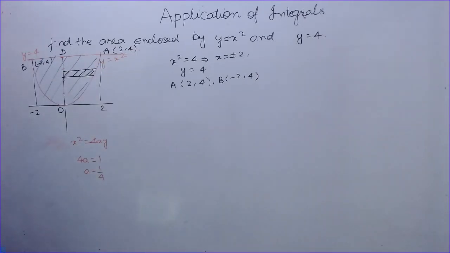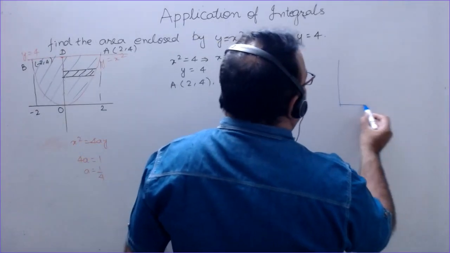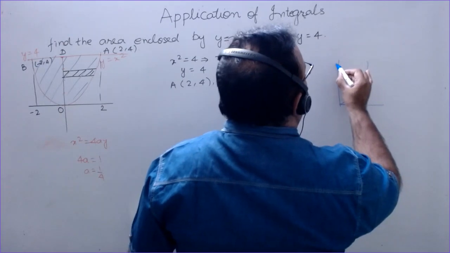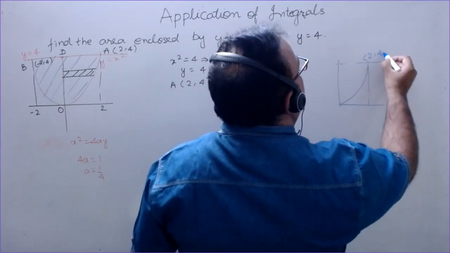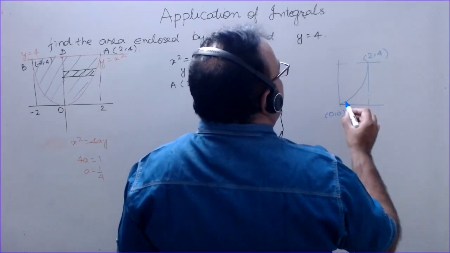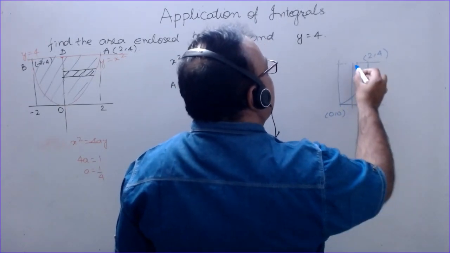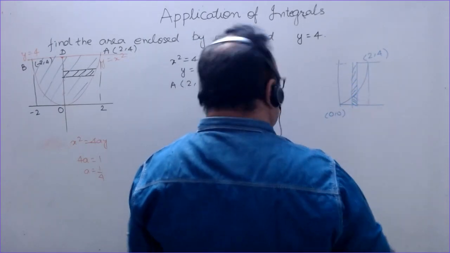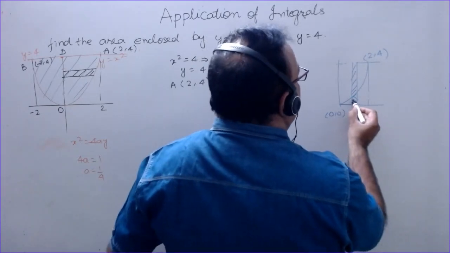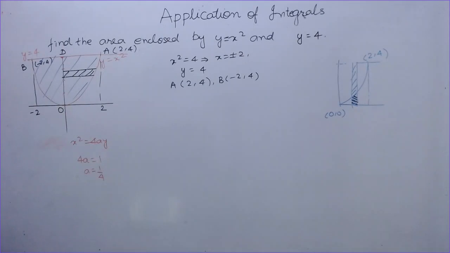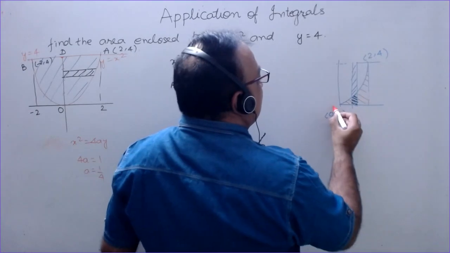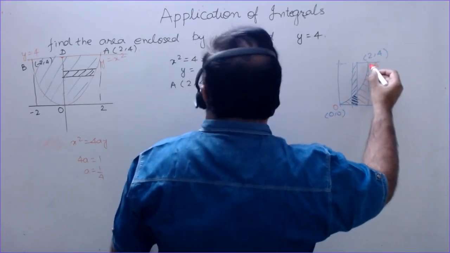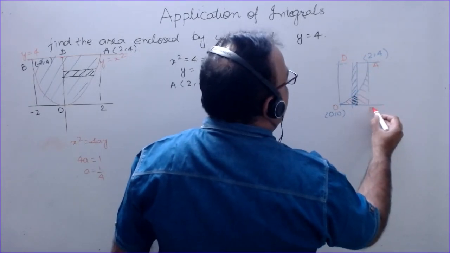Another method of doing this is, let me show you. I am taking the first quadrant shape of this parabola only. This is 2, 4. This is 0, 0. Now if I take this strip in this direction, now what is the area we have to find? You have to find this area. O, this point is A, this point is D, suppose this point is E.